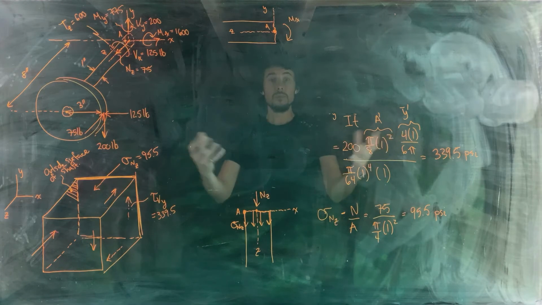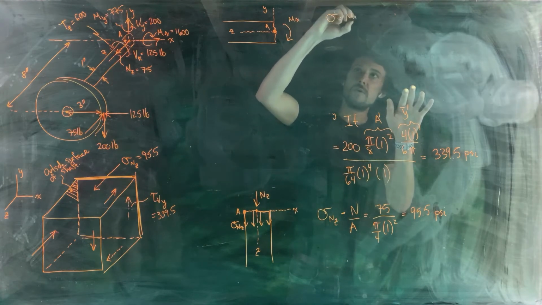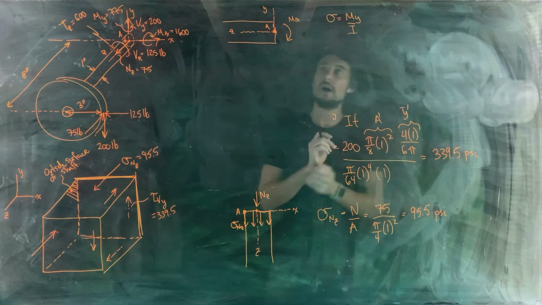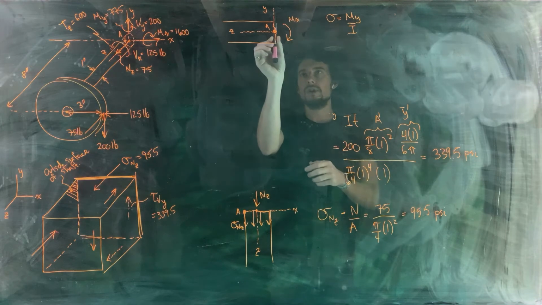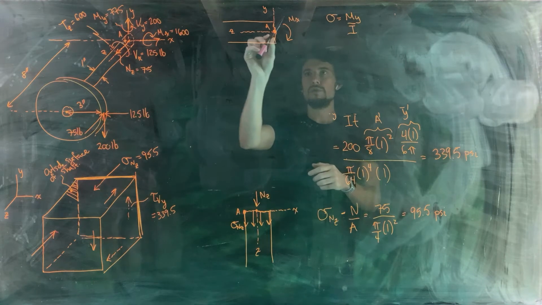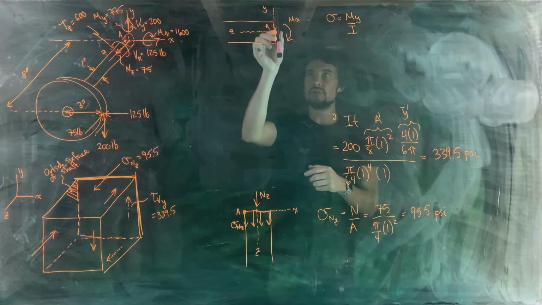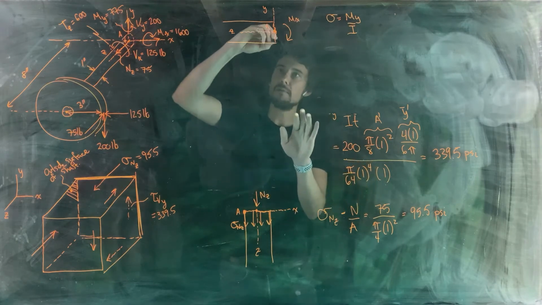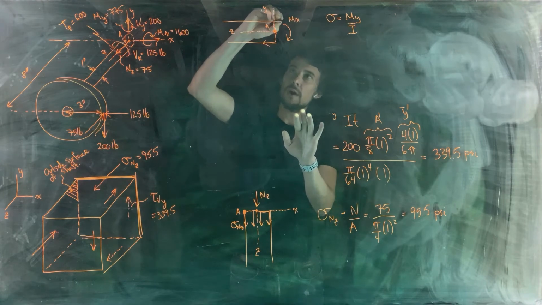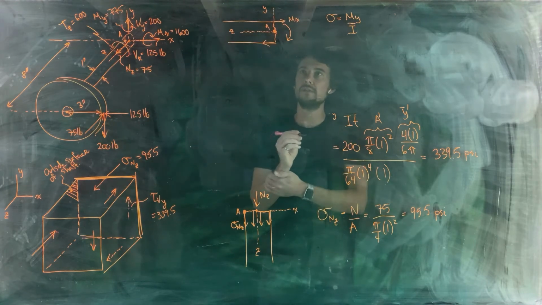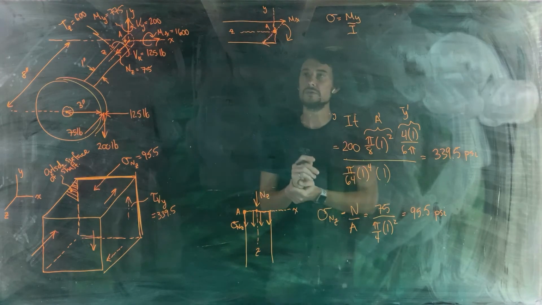We know that internal moments cause normal stress by the equation My over I. And what this moment Mx is going to do is rotate the cross-section about its centroid in the direction of the moment. So we're going to have the bottom of the cross-section get pushed in, compressive stress, the top of the cross-section get pulled out, tensile stress, and there's going to be a linear transition between those.